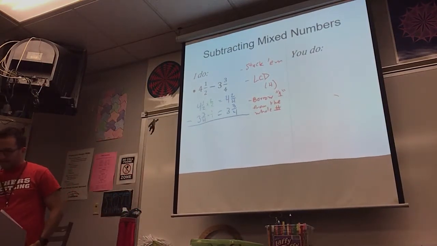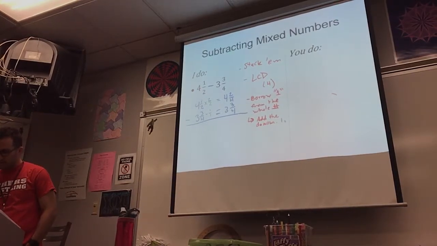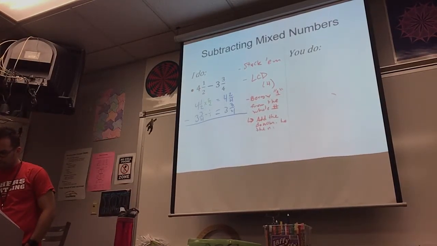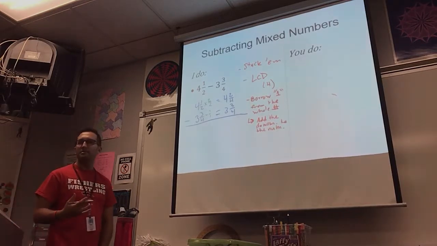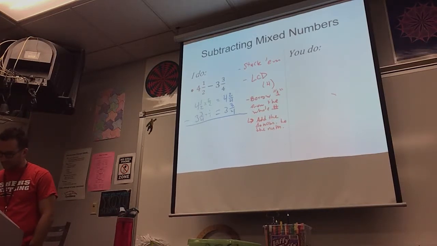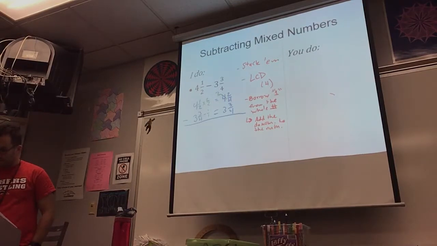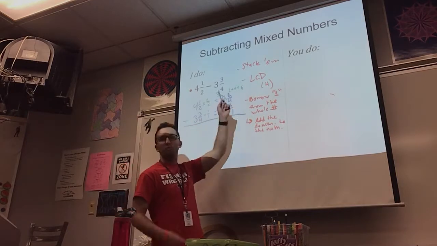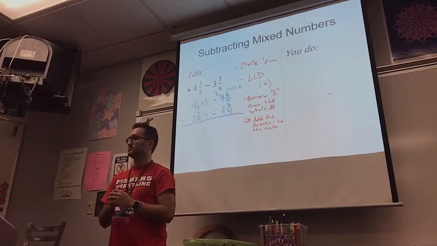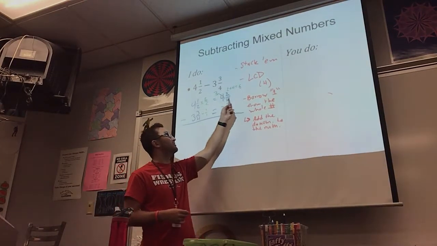And what we do next is we add. The idea is to add the denominator to the numerator. Add the bottom to the top. That's another way to think about it. So when I borrow 1 from the whole number, this becomes 2 plus 4, which is 6. Where'd the 4 come from? Because 1 whole value is 4 fourths. 4/4. So 2/4 plus 4/4 is 6/4.